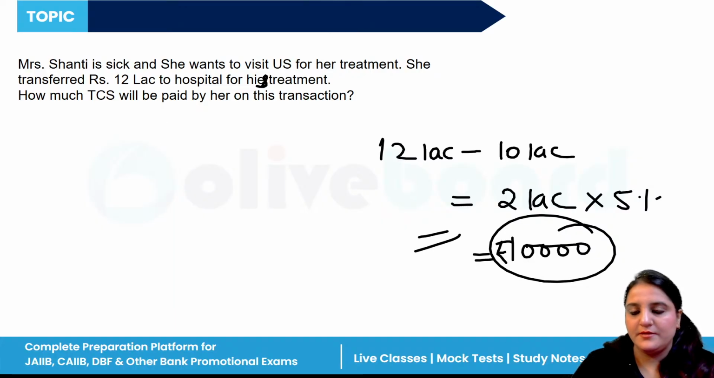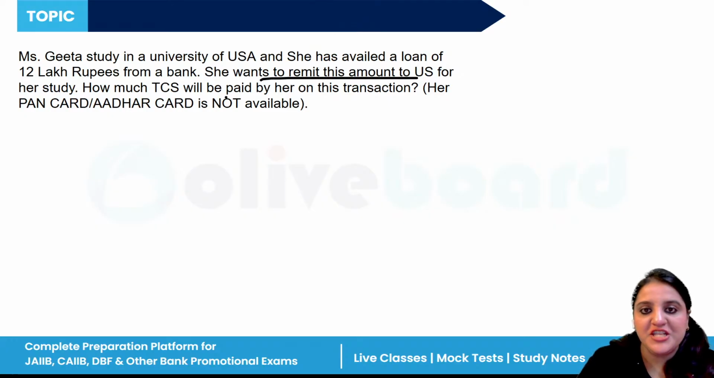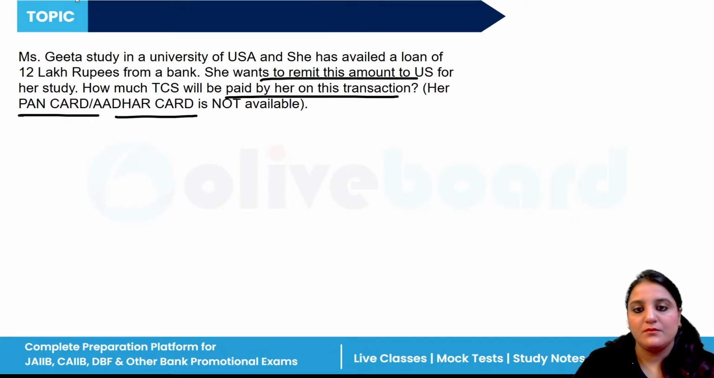Great. Next question. Miss Geeta studies in a university of USA and she has availed a loan of 12 lakh rupees from a bank. She wants to remit it. How much TCS will be applied if her PAN card and Aadhaar card are not available?